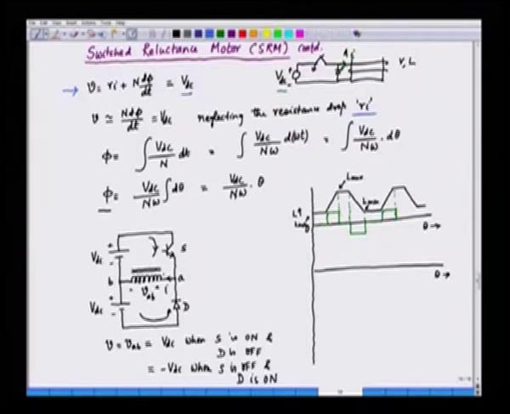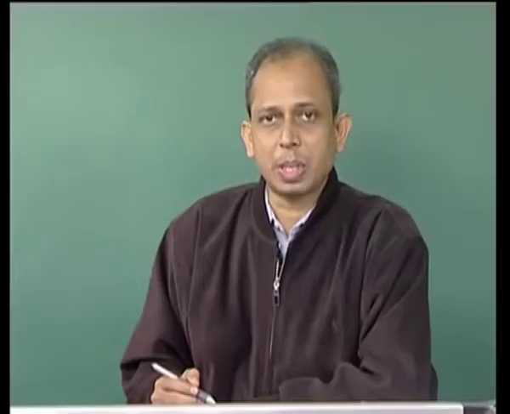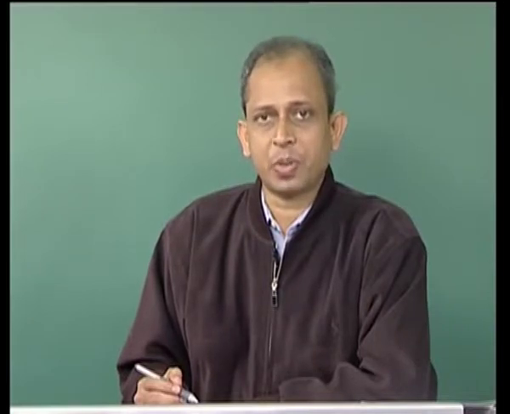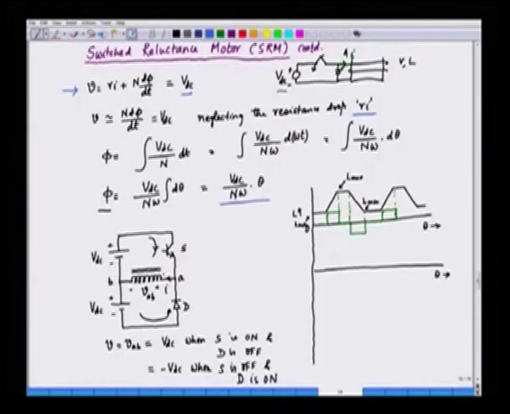So, in fact, what we observe here is that if the speed is constant, the flux is linearly proportional to theta when we apply VDC. So, theta will increase and the flux will also increase linearly with theta as per this equation. VDC is applied, which is constant voltage. We are assuming a steady speed, that is omega is constant. N is the number of turns of the phase of the stator, that is also constant.